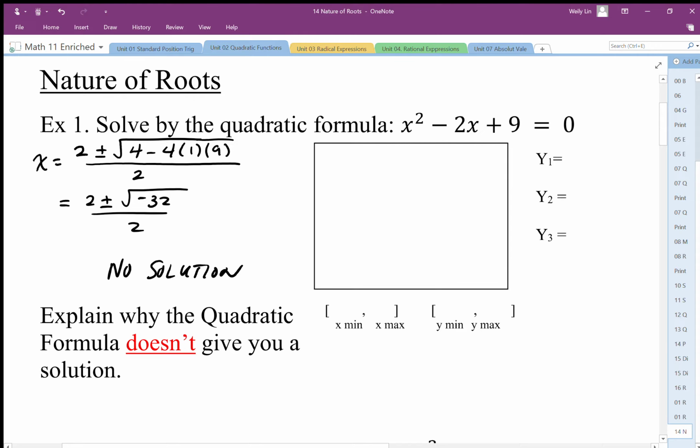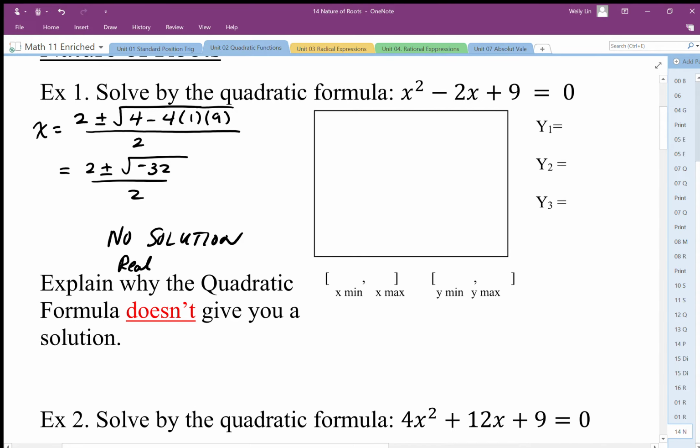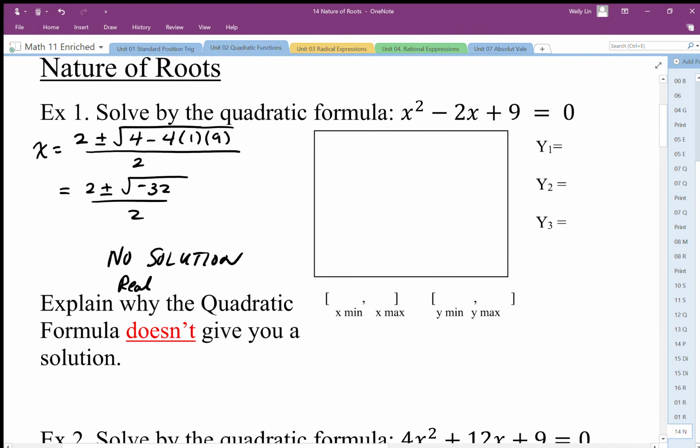Okay, or no, I should say no real solution. There are imaginary solutions for this. So why does the quadratic formula not give you a solution? It's because we cannot square root. We cannot square root negative values. So what does it look like on the graph?